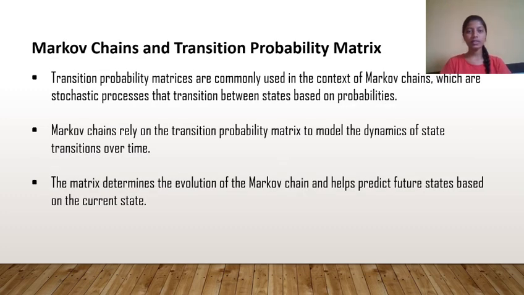So, what are Markov chains and the transition probability matrix? Transition probability matrices are commonly used in the context of Markov chains, which are stochastic processes that transition between states based on probabilities. Markov chains rely on the transition probability matrix to model the dynamics of state transitions over time. The matrix determines the evolution of the Markov chain and helps predict future states based on the current state.